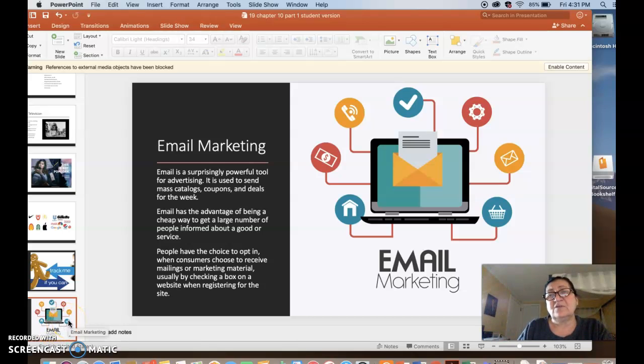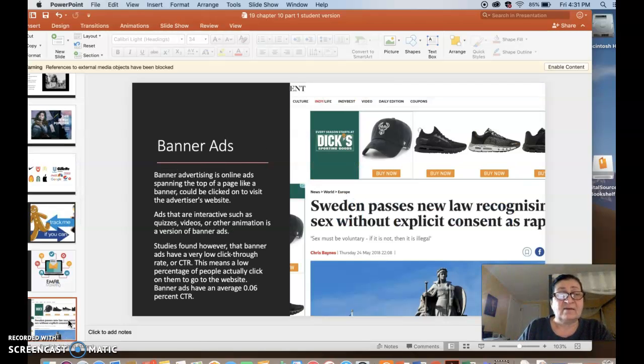People have choices to opt out, but sometimes they just click on it because they like the company, they like the product. Usually they check a box on a website, and very often you have to check something to opt out. So if you do nothing, then you're stuck. You start receiving those emails.